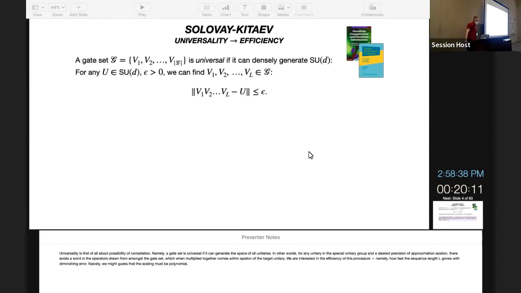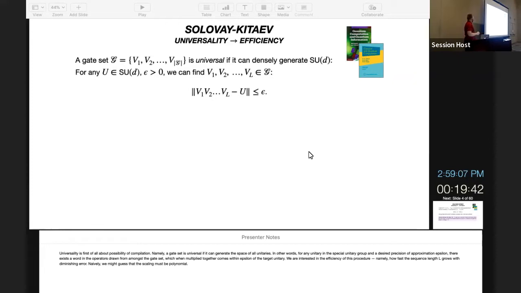Universality is primarily about the possibility of approximation. A gate set has a finite number of elements. It's called universal if it generates all unitary elements. So for a given unitary and precision, we can find a number of these gates such that, when multiplied together, they come within that precision of the target unitary. We're interested in the efficiency of this procedure, namely how fast does this length grow with decreasing precision.